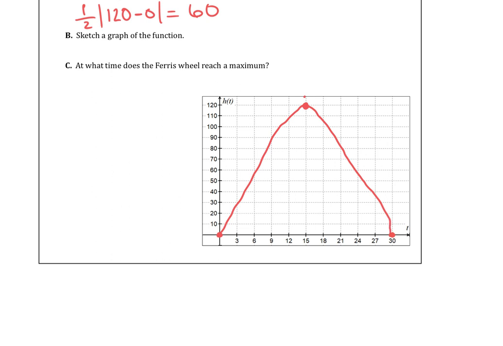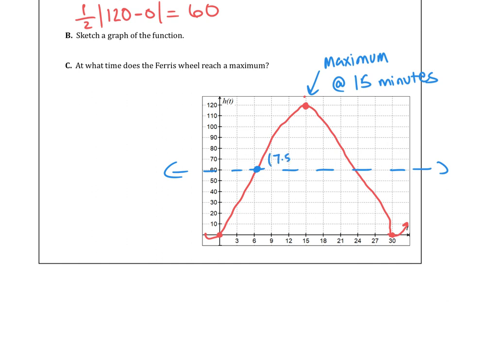Sorry about that, it didn't look quite periodic. I'll repeat again. The midline, if you look, we just figured out the amplitude was 60, so our midline is going to be here at 60. At what time does the Ferris wheel reach its maximum? We've already mentioned that. The maximum height is 120, and that takes place at 15 minutes. To clarify this, my graph is a little inaccurate here, but at 7.5 we're at a height of 60, and also at a time of 22.5, we're at a height of 60.